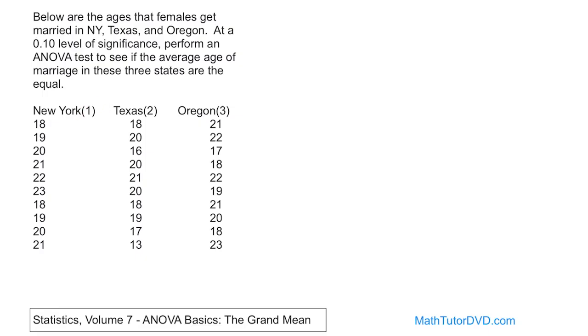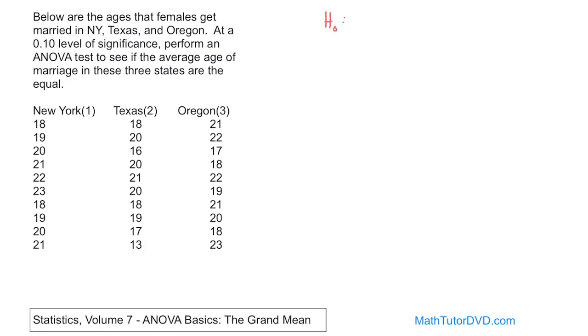Now I have the numbers here because the equations I'm going to write down are going to have subscripts 1, 2, 3. So when you see a number 1, it means New York, number 2 means Texas, number 3 means Oregon. You should label your data that way as well. All right, so first thing we need to do is write down the null and alternate hypothesis. And I already told you that it's always the same for these problems, but let's write it down anyway.